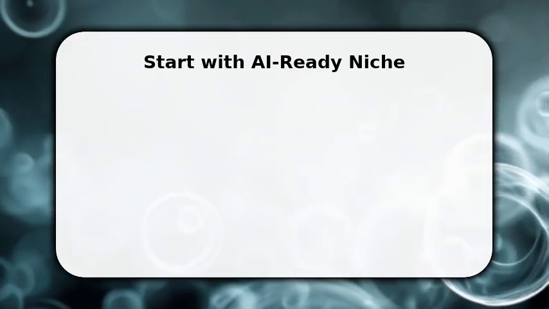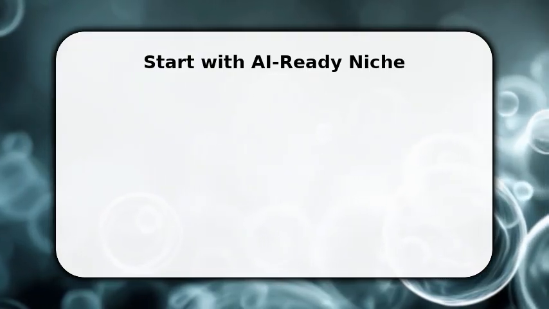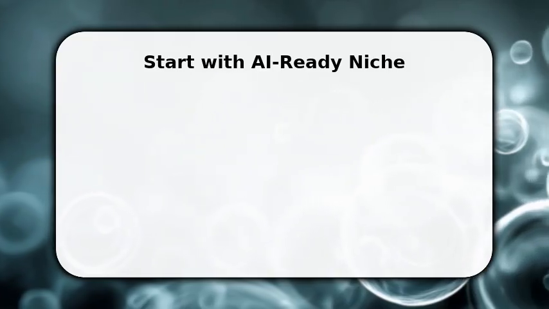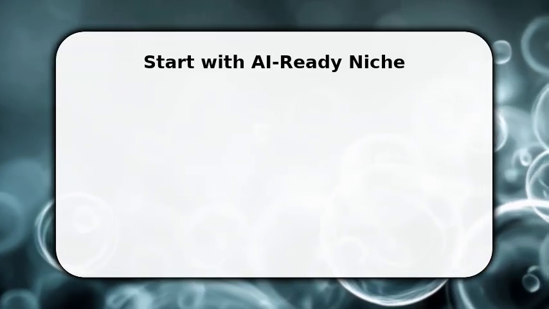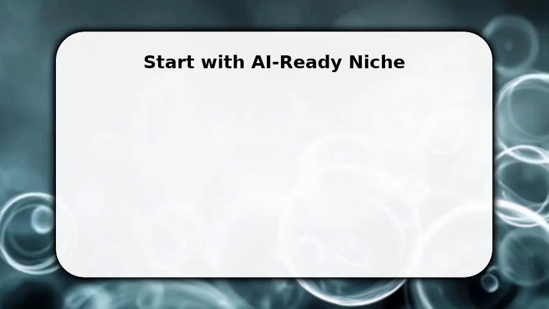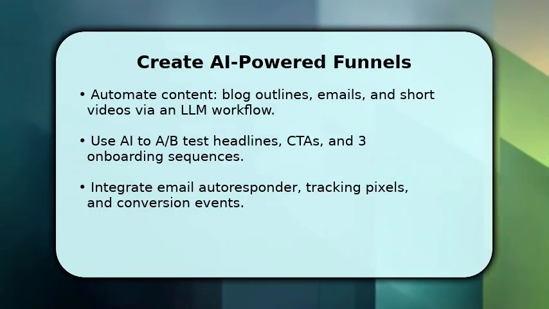Next, set up a lightweight landing page and analytics. This is your data source for AI optimizations. Make sure to link tracking ID and prepare a content calendar with topics tied to buyer intent, so AI can generate targeted drafts immediately.